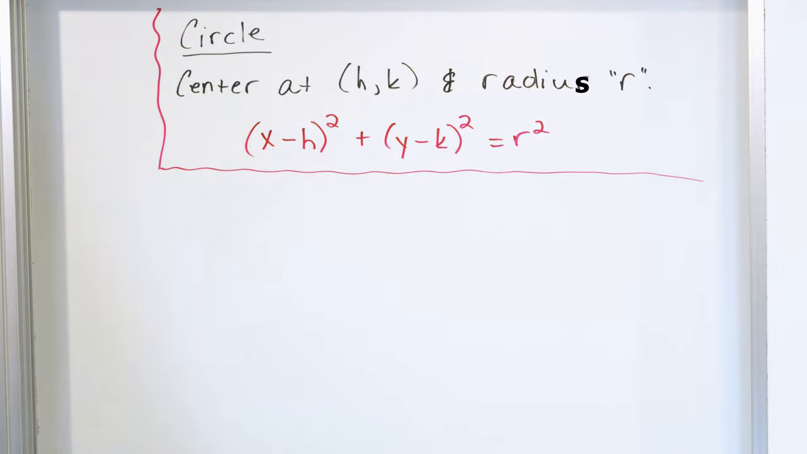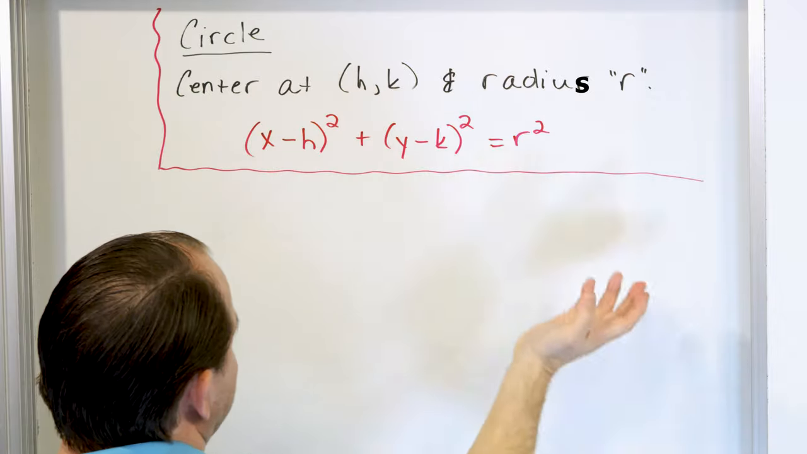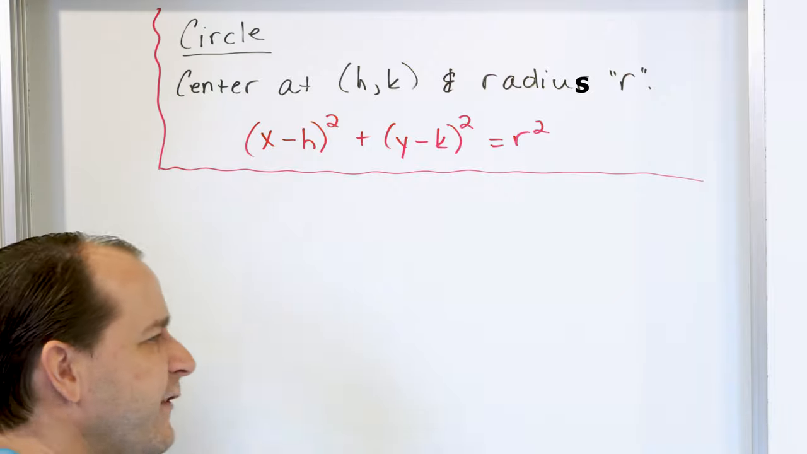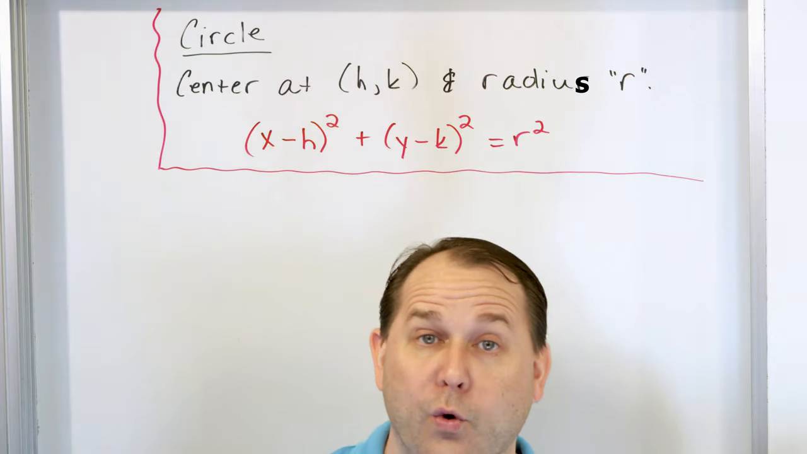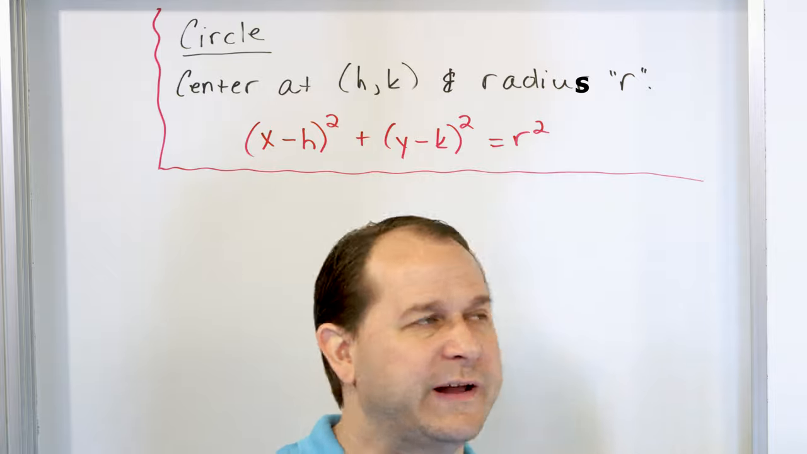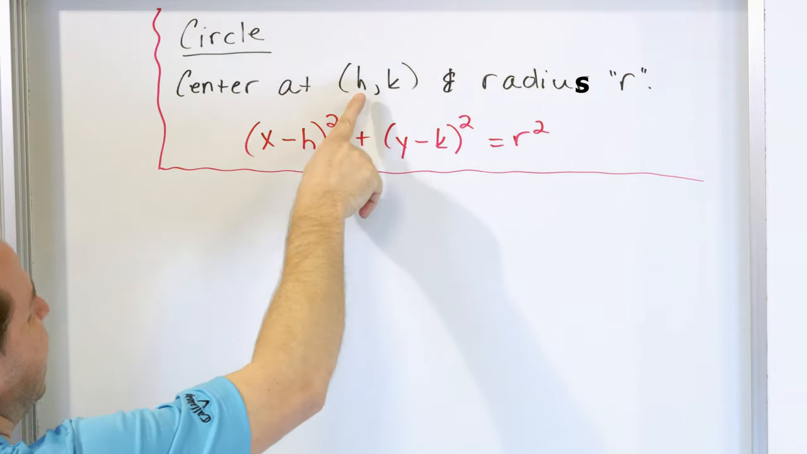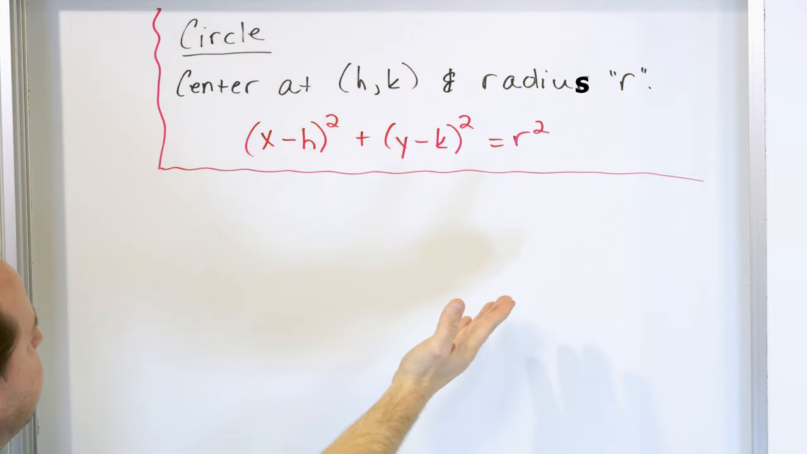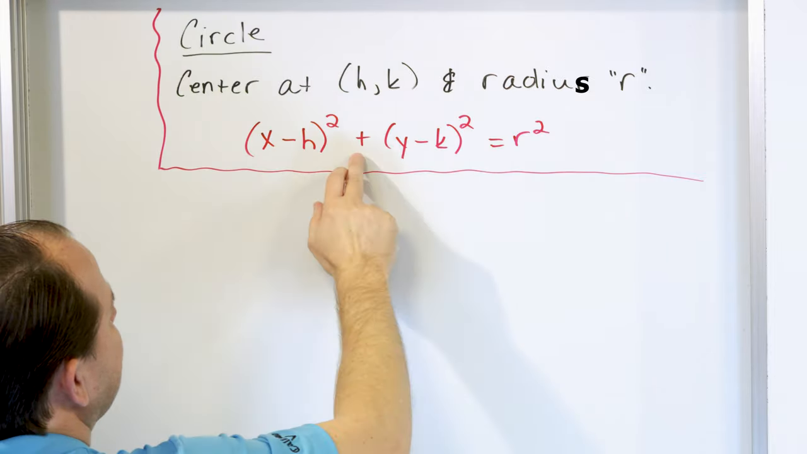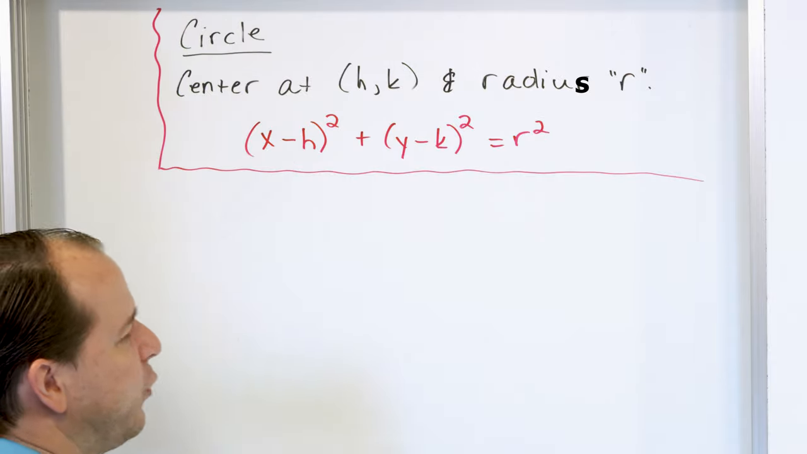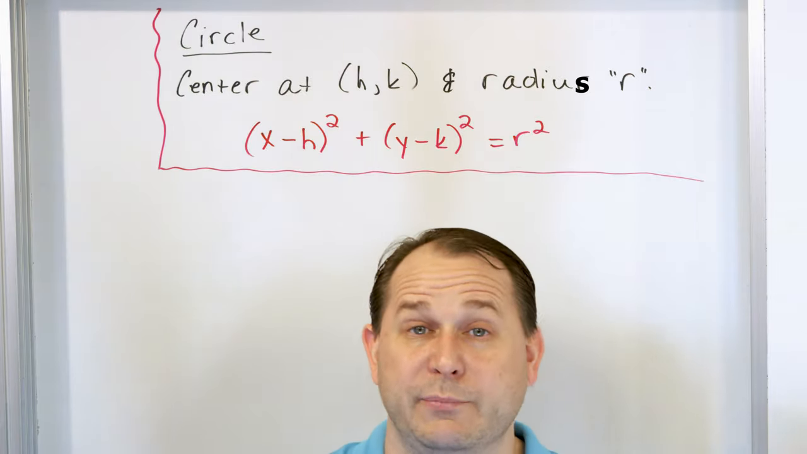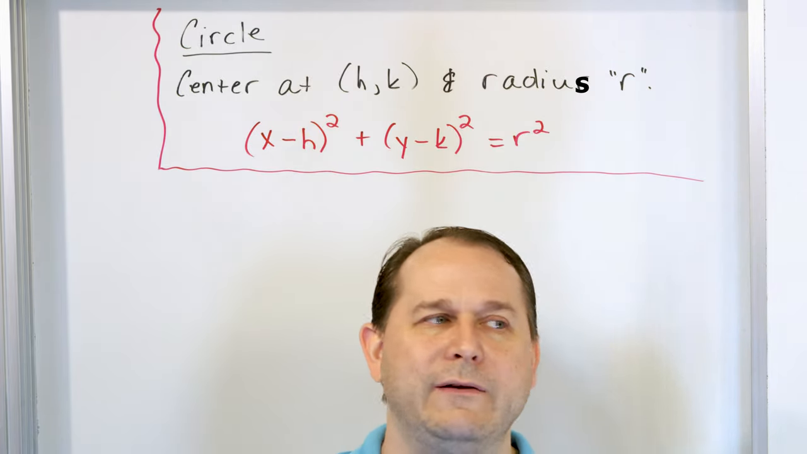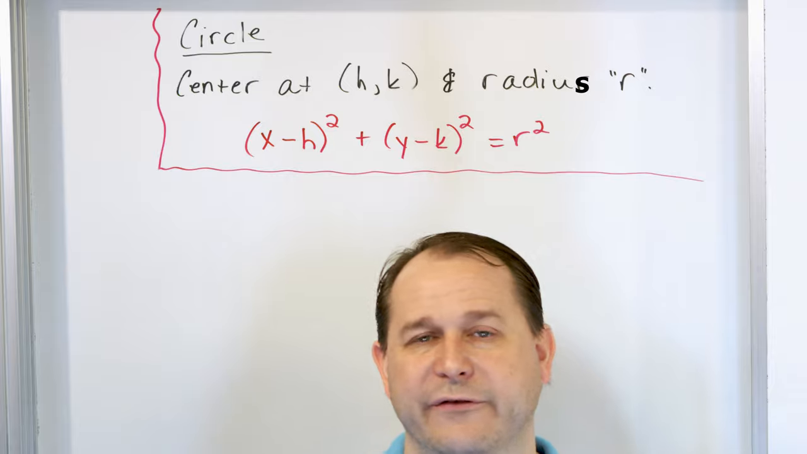Now, in general, we're saying the center is at H, K. So we're saying the center of the circle can be anywhere that we want it to be. But for now, let's just pretend the circle is centered at the origin, right? If the center then is at 0, 0, then this is 0 and this is 0. And then the entire equation boils down to X squared plus Y squared is equal to R squared. So the equation of a circle is quite beautiful, really, when you think about it. You have the X variable squared plus the Y variable squared is equal to whatever the radius is, squared.